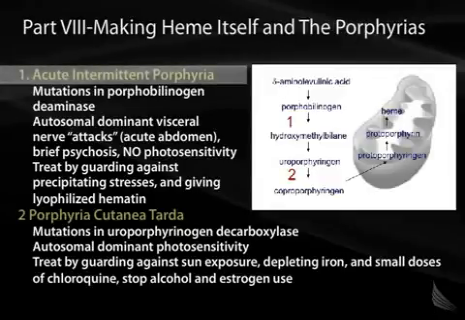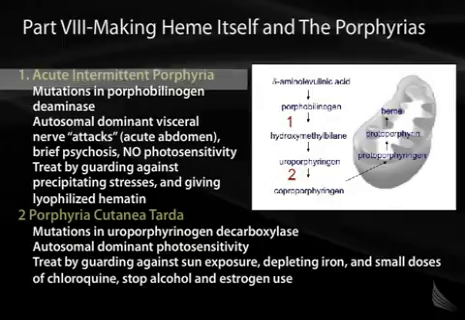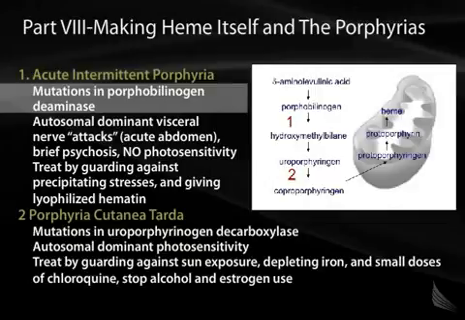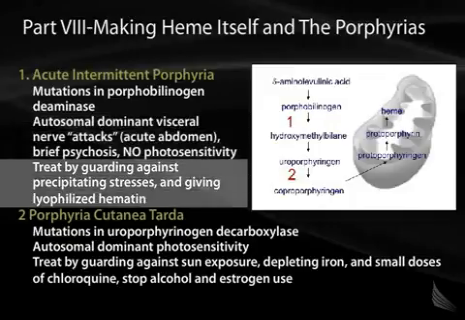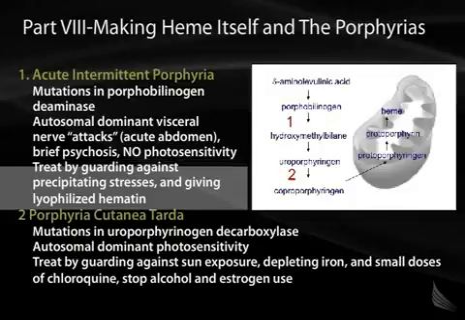Moving on to making heme and the porphyrias, we see here the pathway which you all learned in biochemistry for the production of heme. Let's talk about a couple of the diseases that are involved here. One is acute intermittent porphyria. This is a mutation in porphobilinogen deaminase. We see noted in the diagram where that enzyme is necessary. This is an autosomal dominant disease characterized by visceral nerve attacks. It's treated by guarding against precipitating stresses and giving lyophilized hematin.